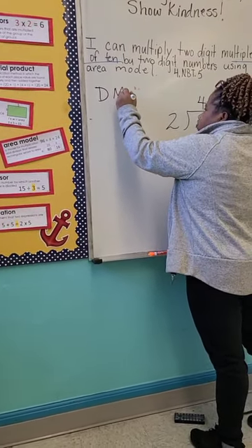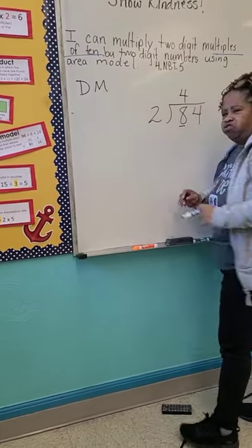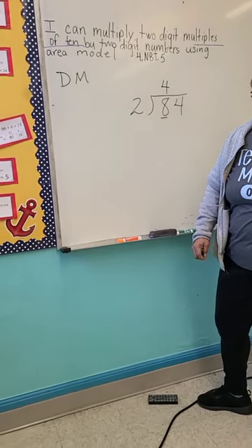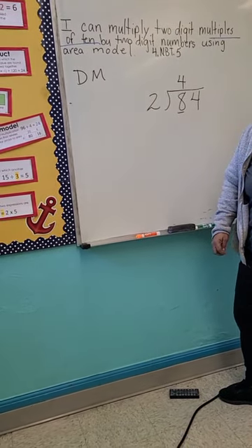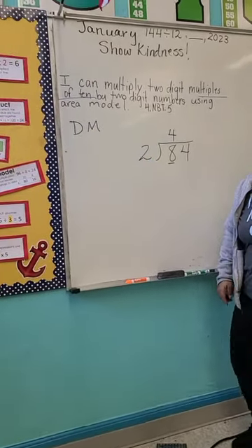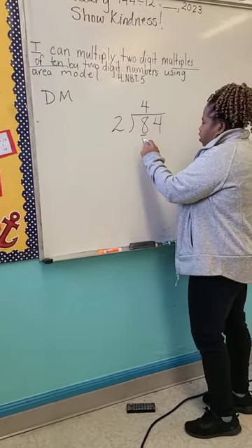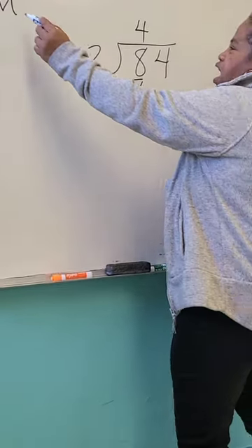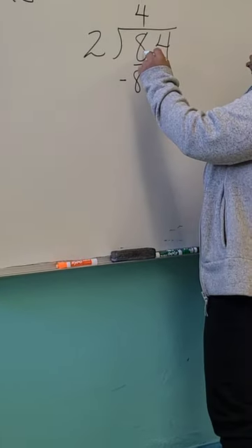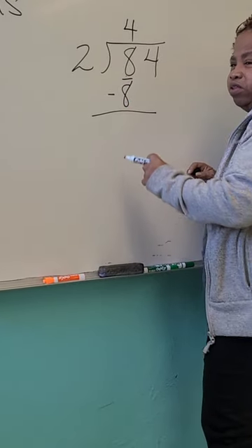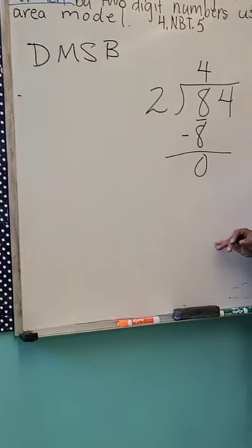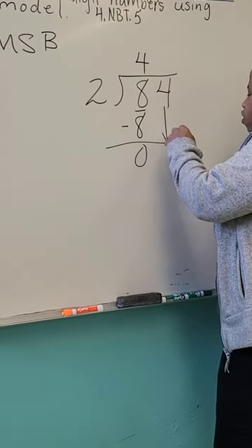When we're doing division, we're going to divide, and then our next step is to do what? Multiply. What are we multiplying? 2 times 4, or 4 times 2. What is 4 times 2? 8. Okay. And then what's our next step? Subtract. 8 subtract 8 equals what? 0. Our next step is to do what? Bring down the 4. All right?